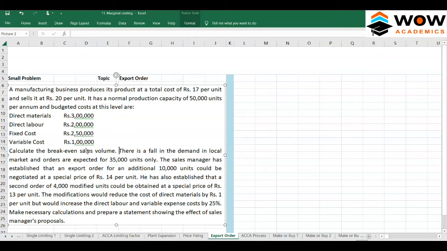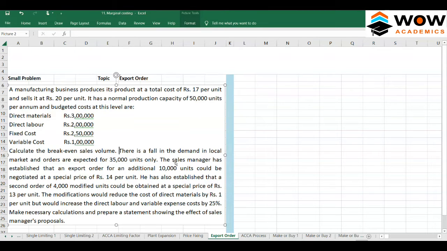Okay. So they have not told what is the percentage of capacity, but they have given some numbers. Direct material is 3 lakh, direct labor is 2 lakh, fixed cost 2 lakh 50,000, variable cost is 1 lakh. They want us to calculate the current break-even sales value. There is a fall in demand in the local market and orders are expected for 35,000 units only. Okay, I think this should be the full capacity.